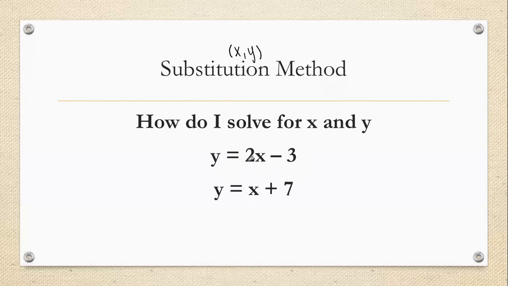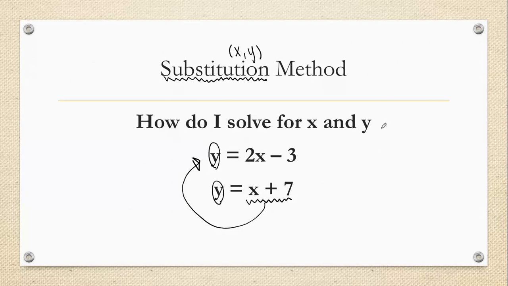So I know that y equals 2x minus 3. I also know that y equals x plus 7. So remember, this is called the substitution method. What we're going to do here is some substitution. If I know y equals x plus 7, I'm going to substitute x plus 7 in for this y value in the other equation.